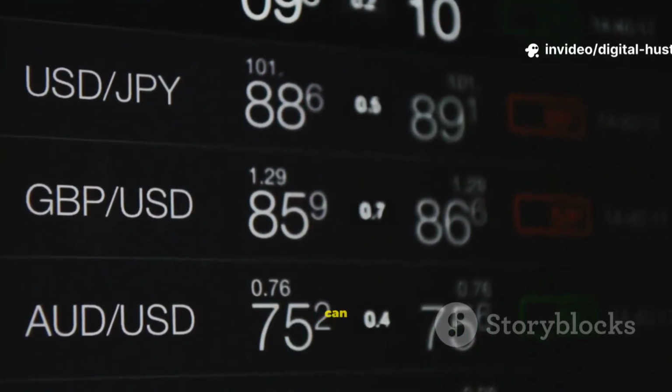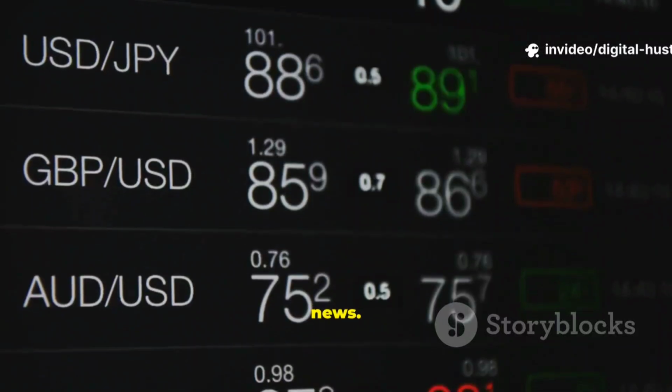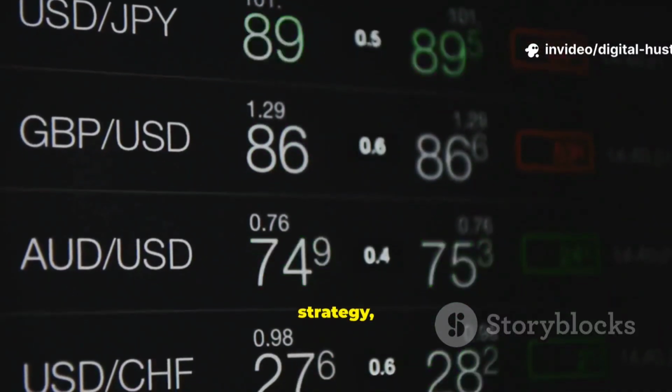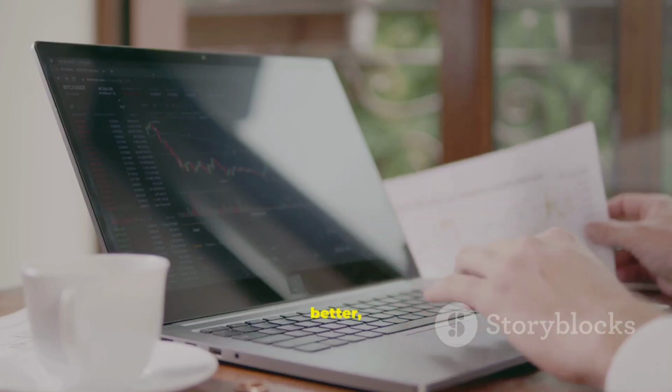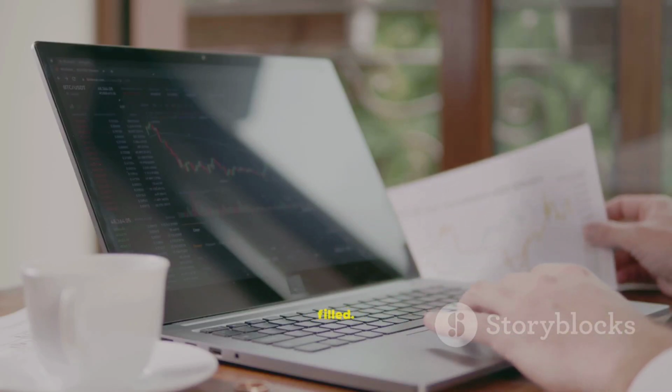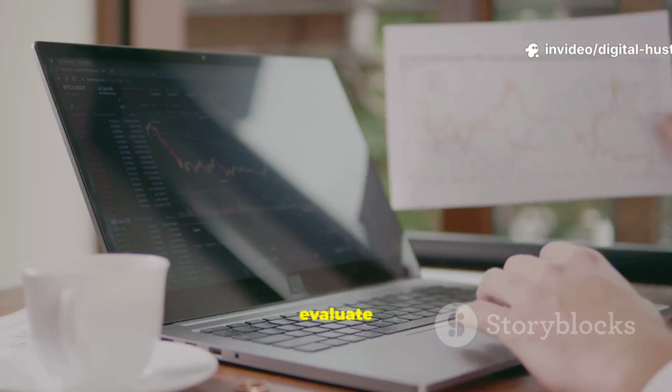A standard market order can lead to significant slippage during news. For the wait and confirm strategy, consider using a limit order on a pullback. This guarantees your price or better, but risks the trade not being filled. Also, critically evaluate your broker.